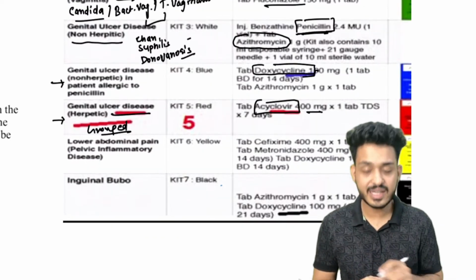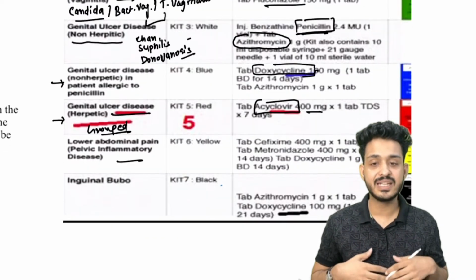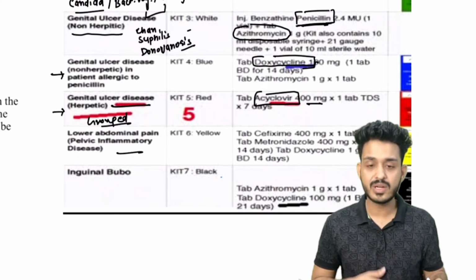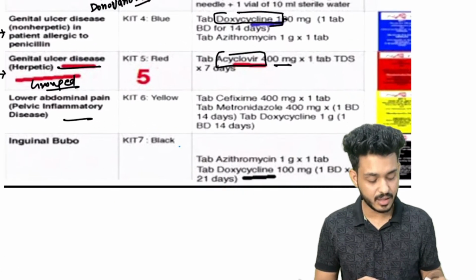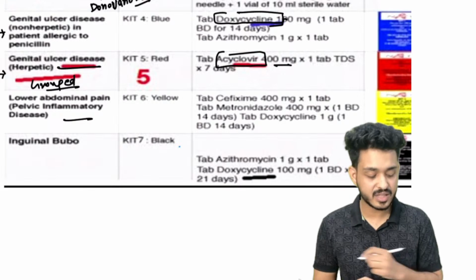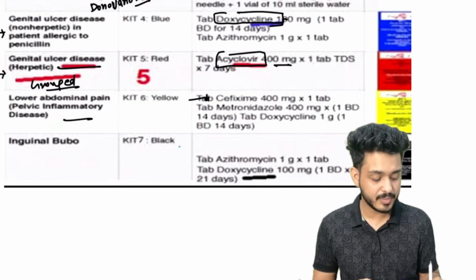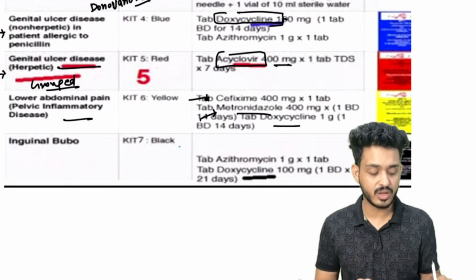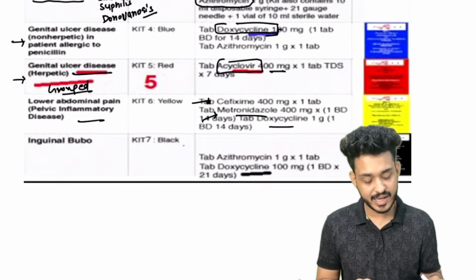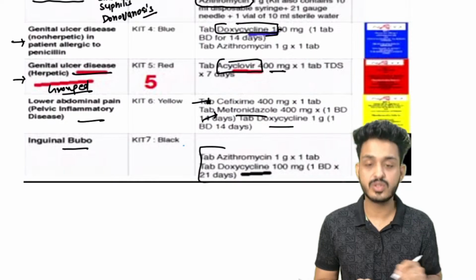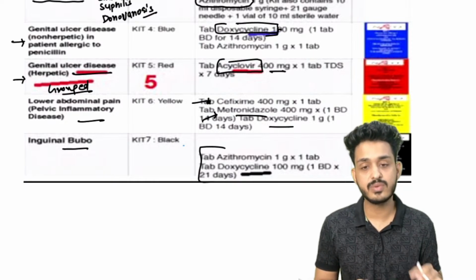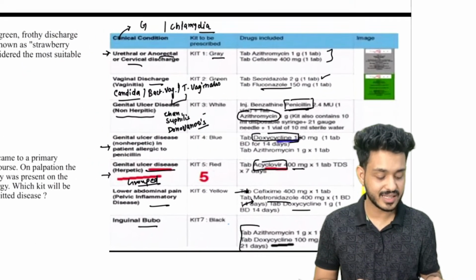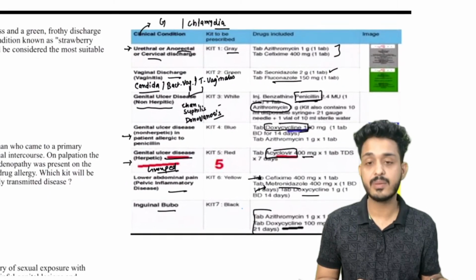Then we have PID, pain in your lower abdomen, right? What can we suspect? It can be due to bacteria, so we are giving antibiotics. It can be due to amoebic infection, so we can give metronidazole, or we can also give doxycycline. If inguinal buboes are given, then the drug of choice will be azithromycin, or we can also use doxycycline. So these are the 7 kits that you have to remember.